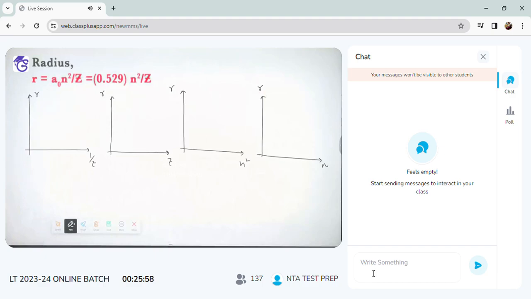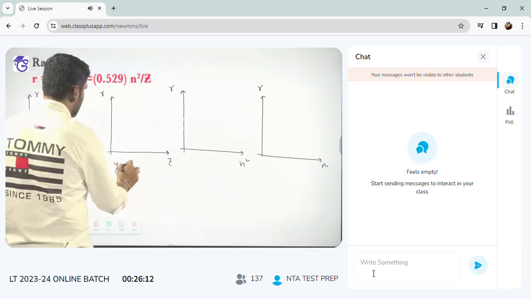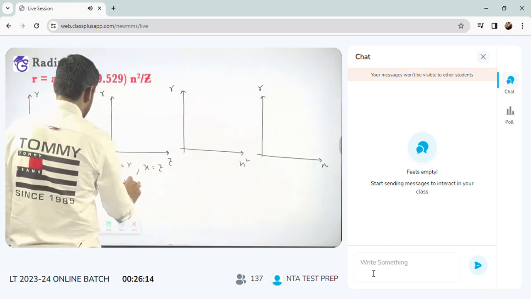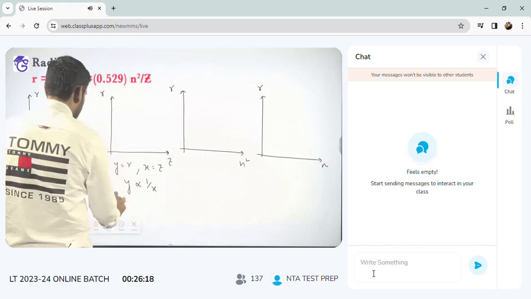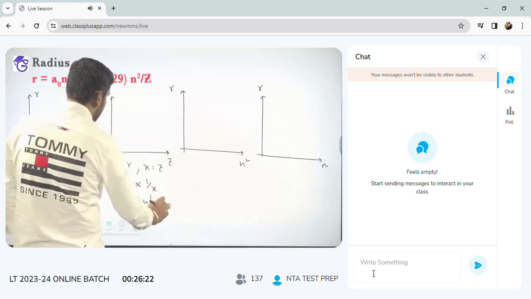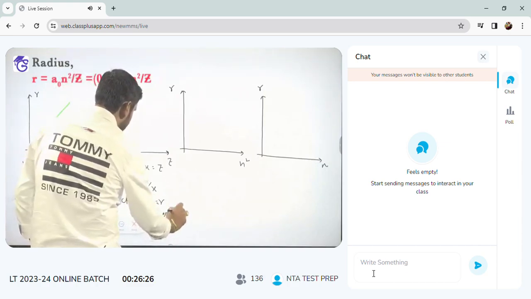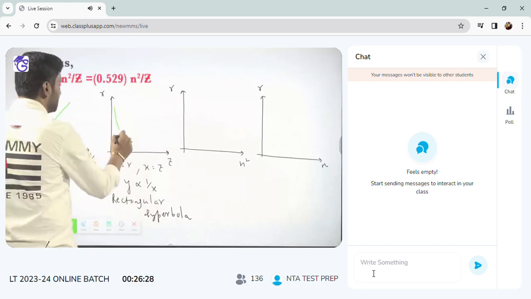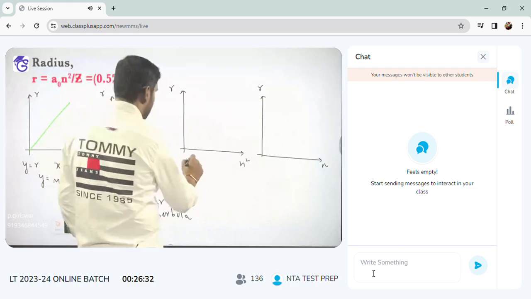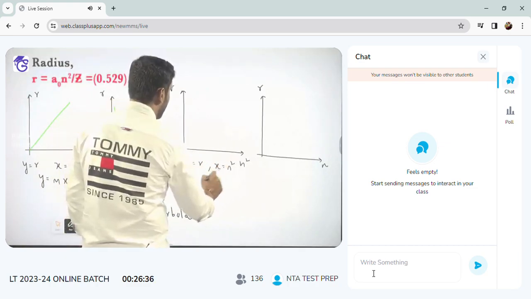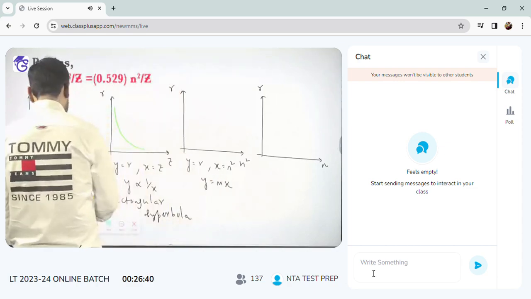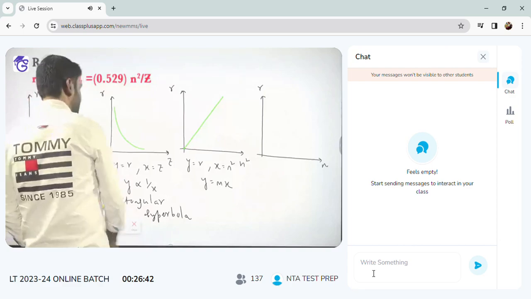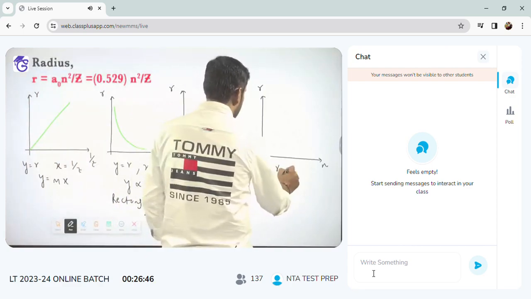If you see the first one, here y is equal to R and x is equal to 1 by z. So this is in the form of y is equal to mx. So this will be a straight line. Next one, y is equal to R, x is equal to z. So it is in the form of y is proportional to 1 by x. What you get here? You get a rectangular hyperbola. So for rectangular hyperbola, this is the graph. Third one, again, y is equal to R and x is equal to n square itself. So again, you get a straight line passing through the origin. Very, very simple things.